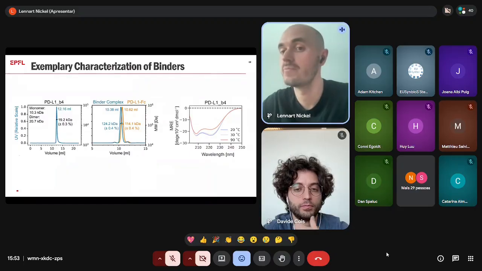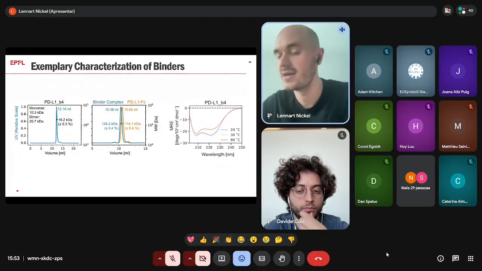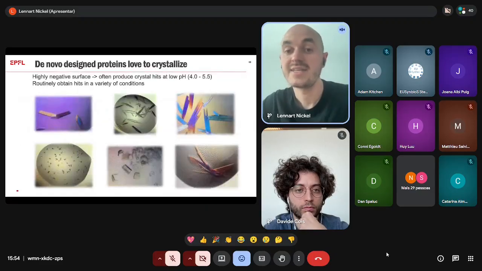And we see that most of our binders are stable up until you boil them. They are really stable molecules. They also crystallize quite well. So oftentimes you have good chances to get them crystallized, especially at low pH, given their high negative surface charge.